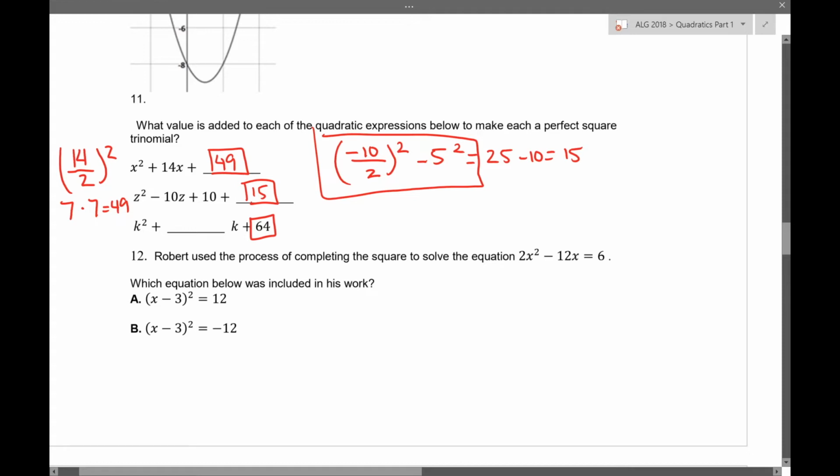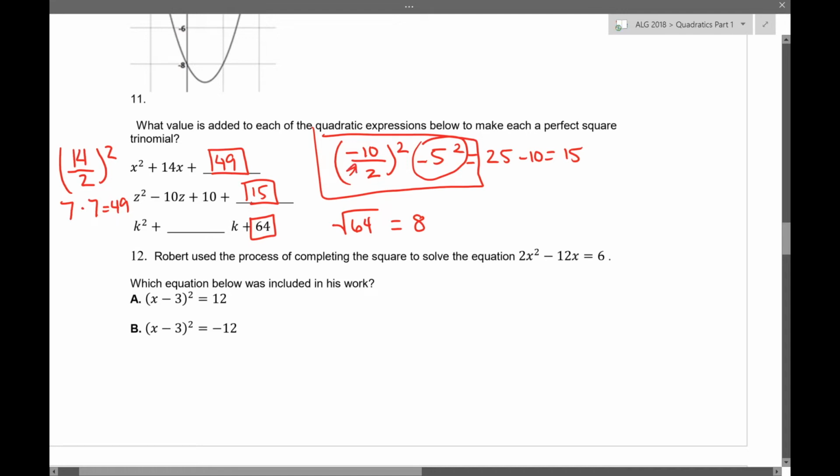Okay? So what is the opposite of squaring it? The opposite of a square is the radical. So I take the radical of 64. The radical of 64 is 8. So basically what I'm doing is the opposite of this right here. So 8. Then I have to do the opposite of this part right here.